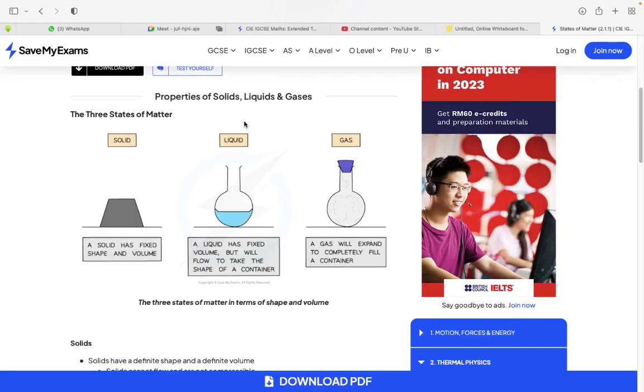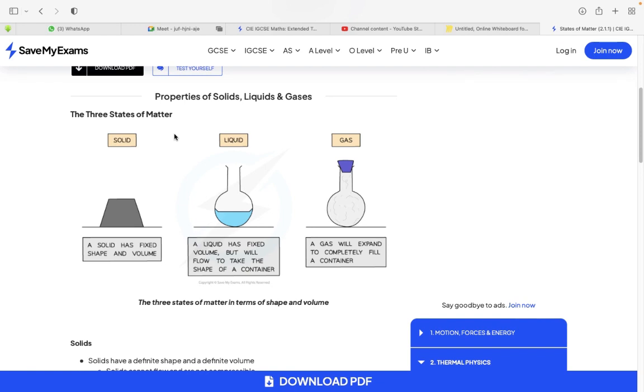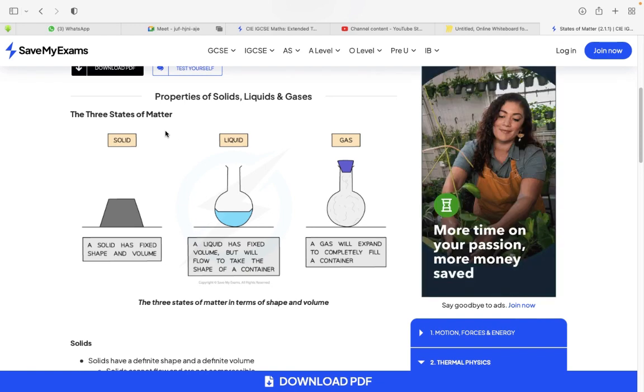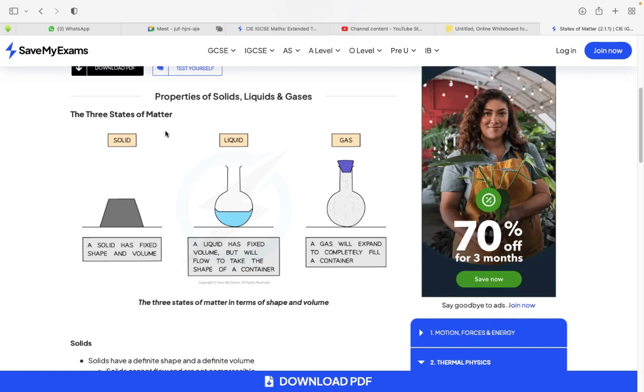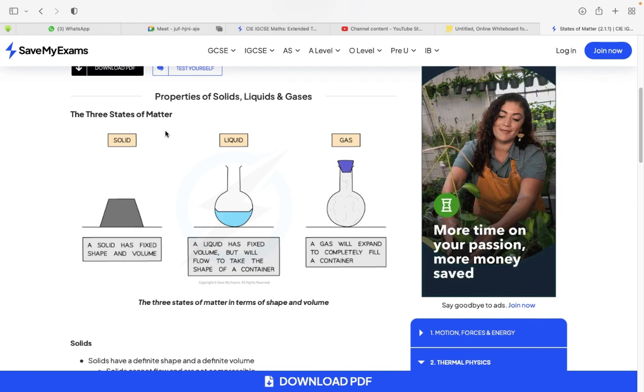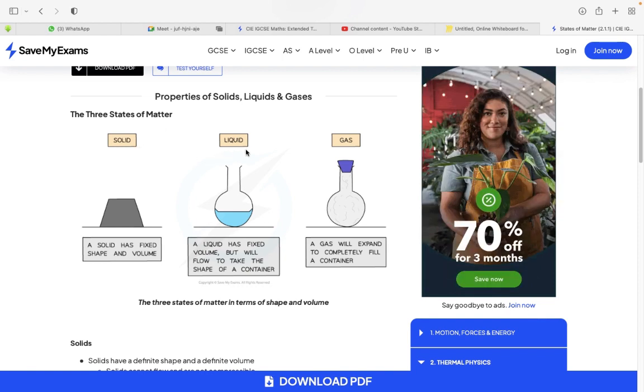The first part, properties of solid, liquid, and gases. Let's quickly take a look at that. First of all, we understand what matter is. Matter is anything that has mass and occupies space. And there are three various states of matter. We have the solid state, the liquid state, and the gaseous state.